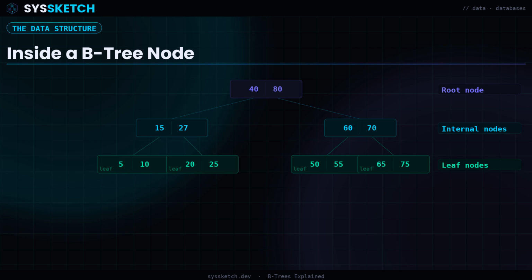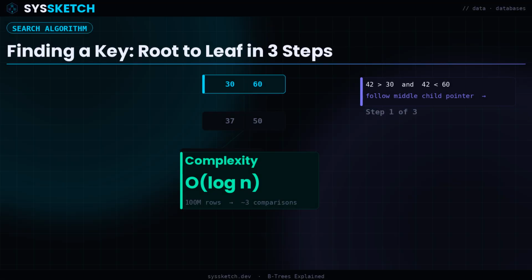For a tree of order 500 with 100 million records, the height is roughly log base 500 of 100 million, which works out to about 3 comparisons, 3 disk reads. Done.